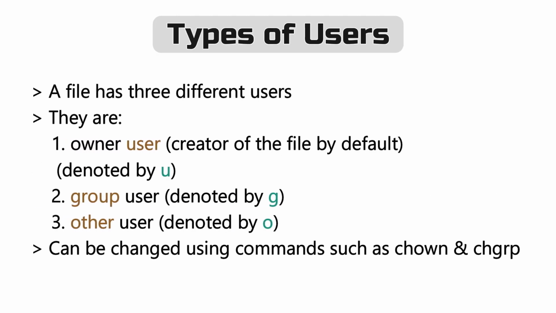In Linux operating system, a file has three different users. The first one is the owner user, or simply called user, which is the owner or the creator of a file or a directory by default. The second one is the group user, or simply called group, which is the group the creator of a file or a directory is a member of. The third type of user is the one who is neither the creator or owner of a file nor a member of the group the owner of the file is a member of. These three types of users can be changed using commands such as chown or chgrp later after the creation, but by default the differentiation of these users is the same as we just discussed.